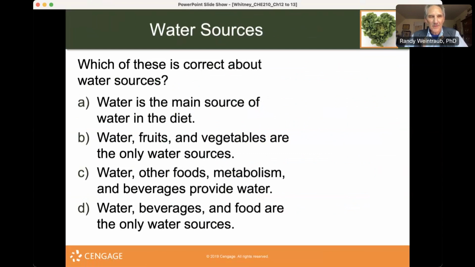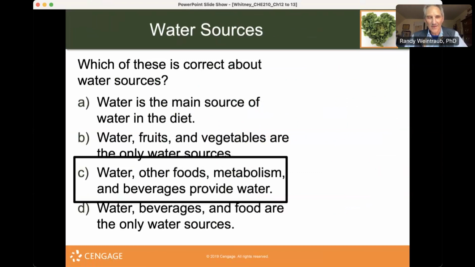Okay, so which of these is correct about water sources? Water is the main source, that is just drinking liquid water. Water, fruits, and vegetables are the only source. Water, other foods, metabolism, and beverages provide water, and that's the right answer.